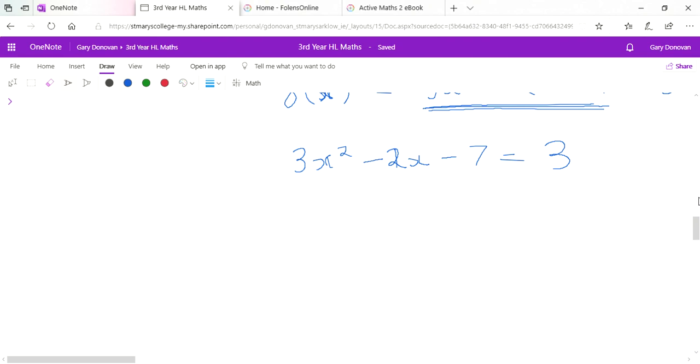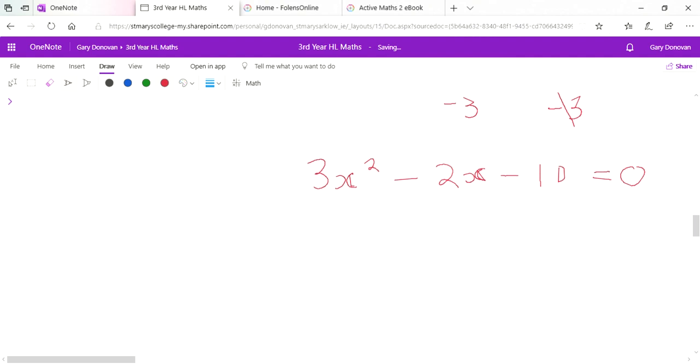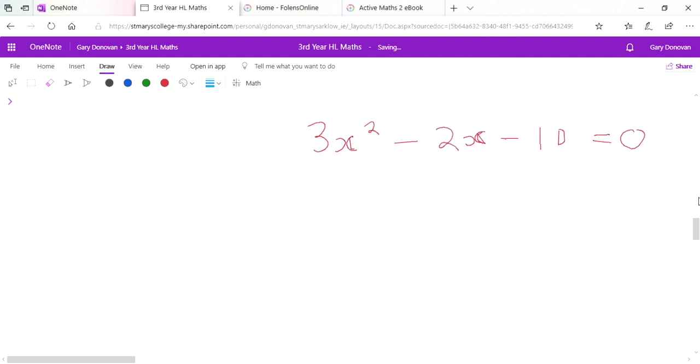When we're solving this equation, we have to have 0 on one side and everything else on the other. So I'm going to take 3 away from both sides. Cancel. We have 3x squared minus 2x minus 10 equals 0. And I'm not going to solve this in full because the video is getting very long now and it takes a long time to put on YouTube.